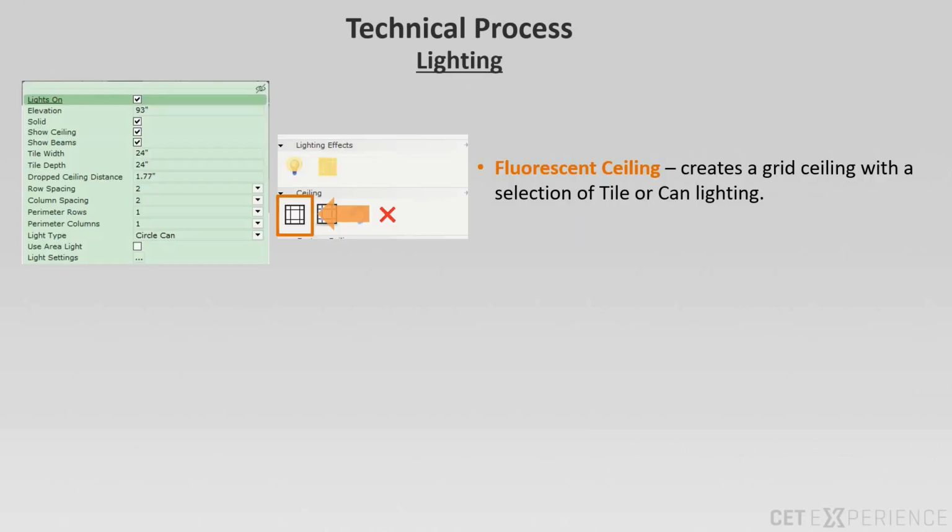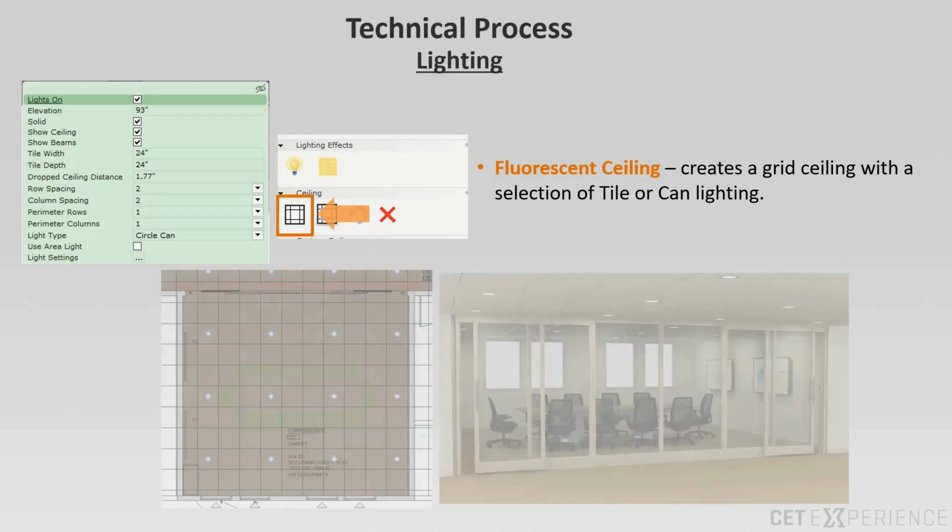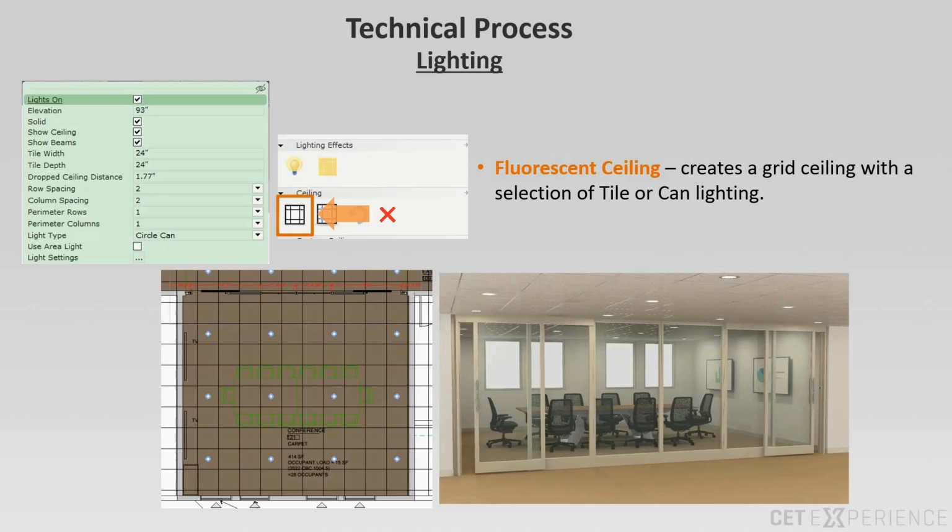Besides area light, a quick option to add overall lighting is the fluorescent ceiling. Here you can customize an equally distributed lighting, which can either have a tile or can lighting. Here you can adjust details for row and column spacing, tile size, and so on to achieve your preferred ceiling. The example here shows can lighting with two spaces between each row and column. For brightness and temperature, you can click on the light setting just like in omni and area lighting.